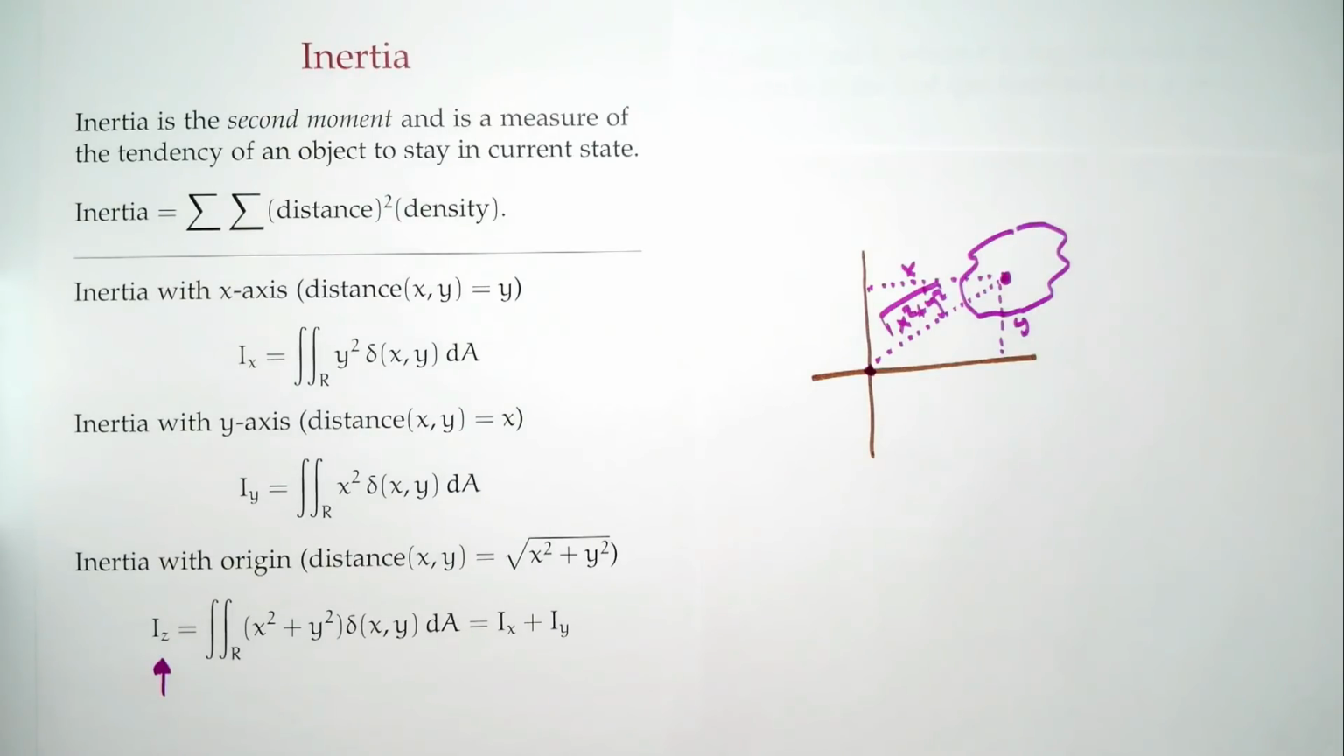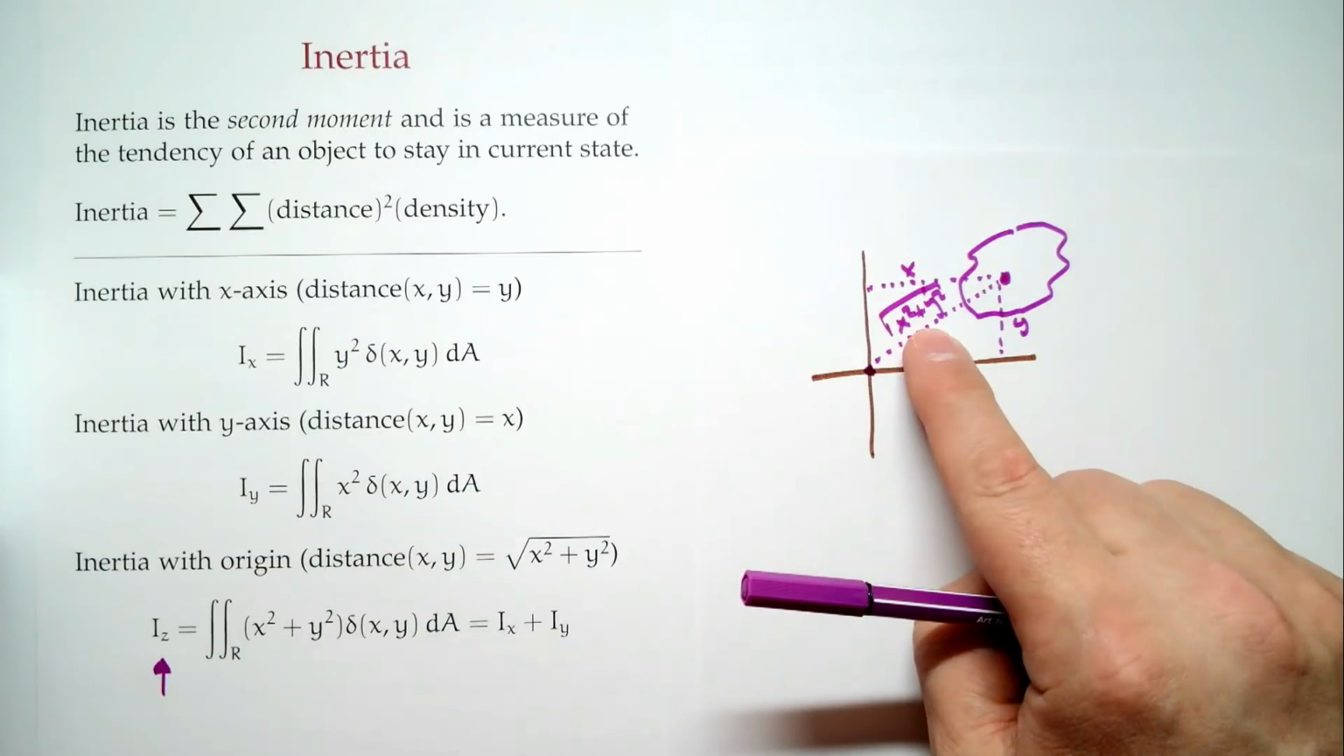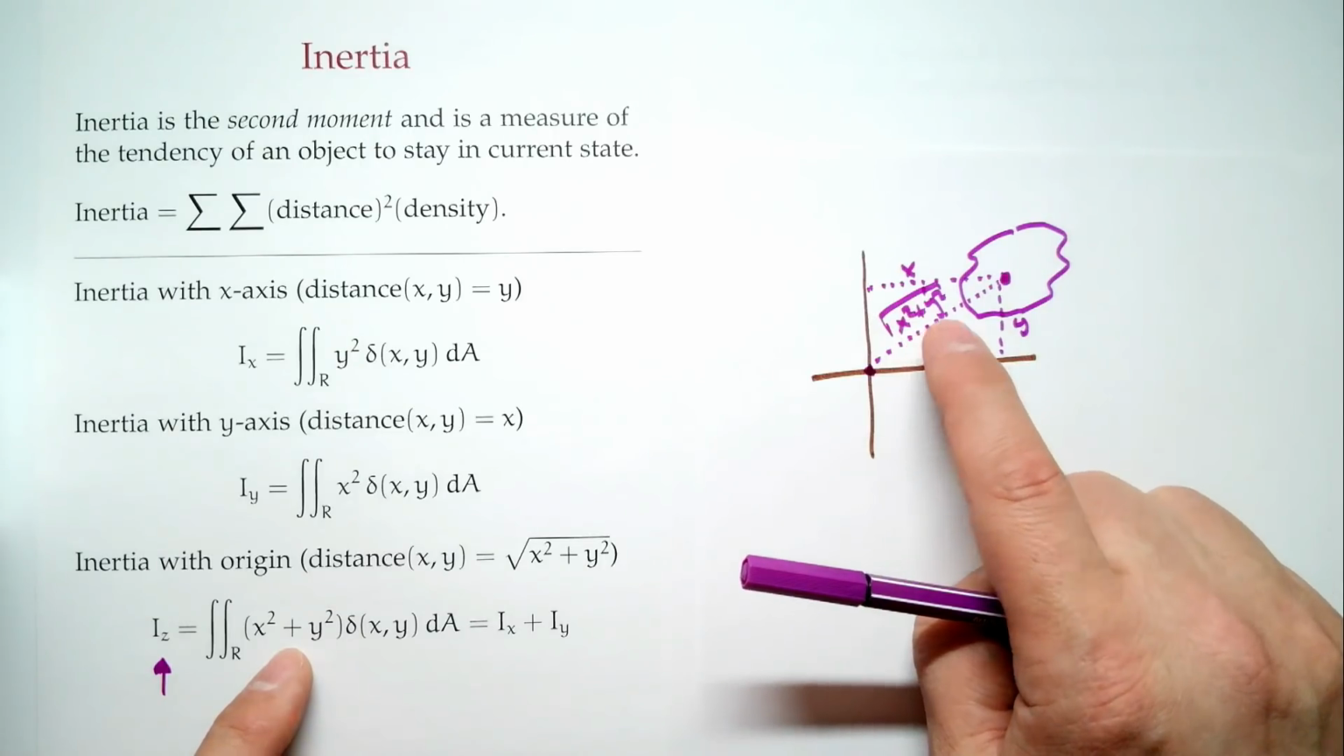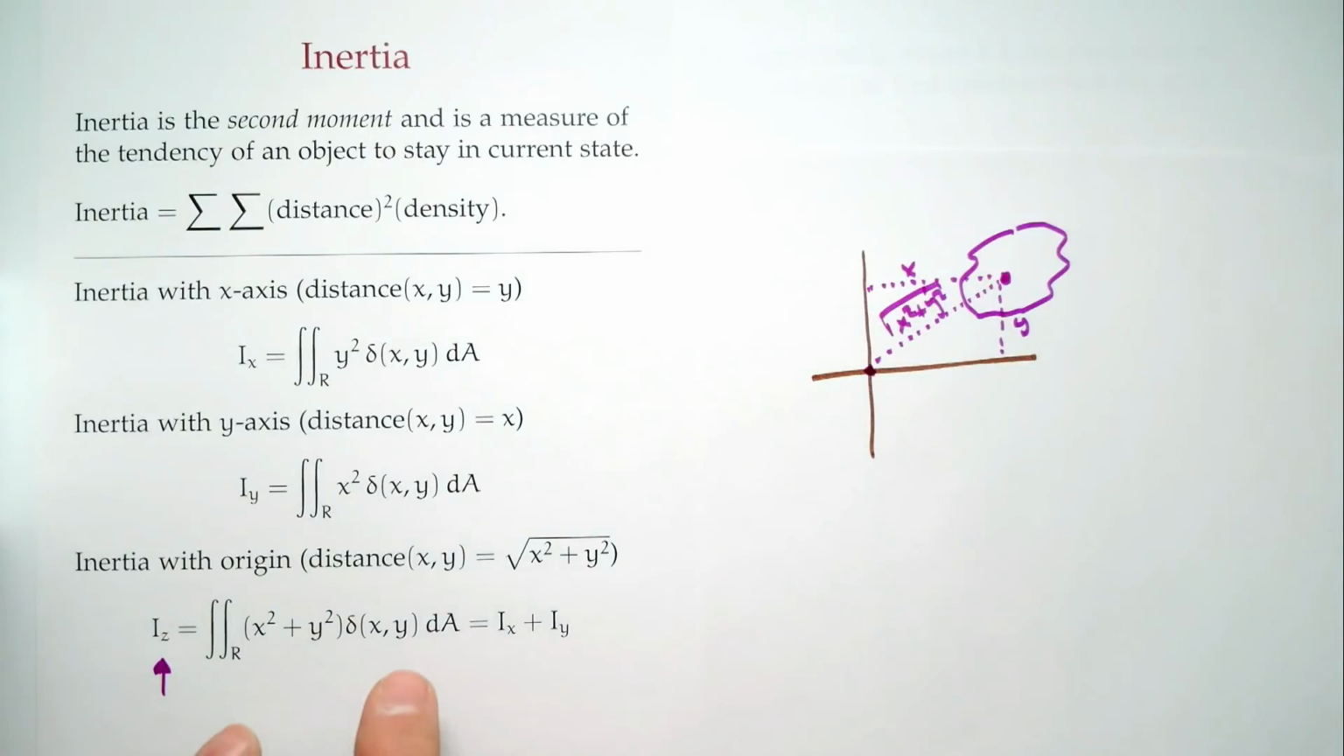Now the nice thing is, the square root is usually a pain, but now, because we squared it, it becomes just x squared plus y squared. And you could actually break this into parts, because you can distribute. So it's x squared times density times your dA. Well, that's your inertia with respect to y. And it's y squared times density times dA. That's your inertia with respect to x.